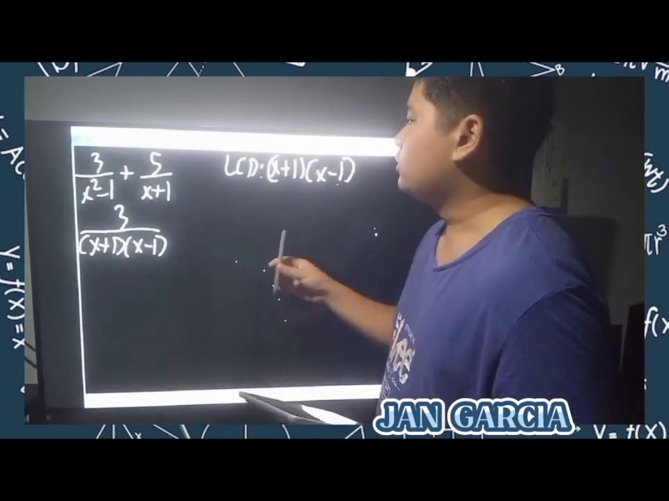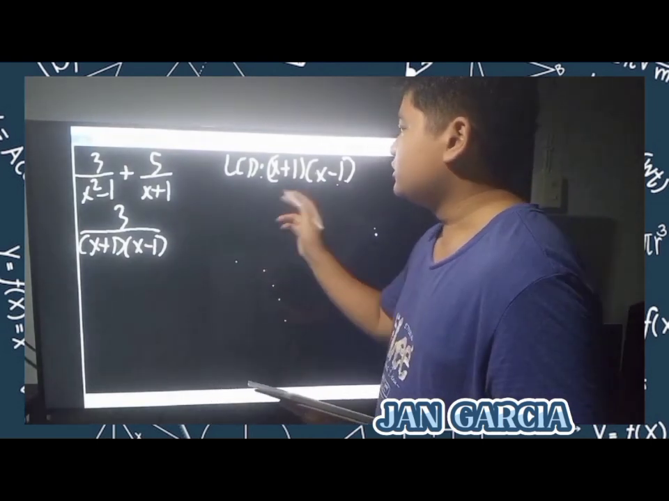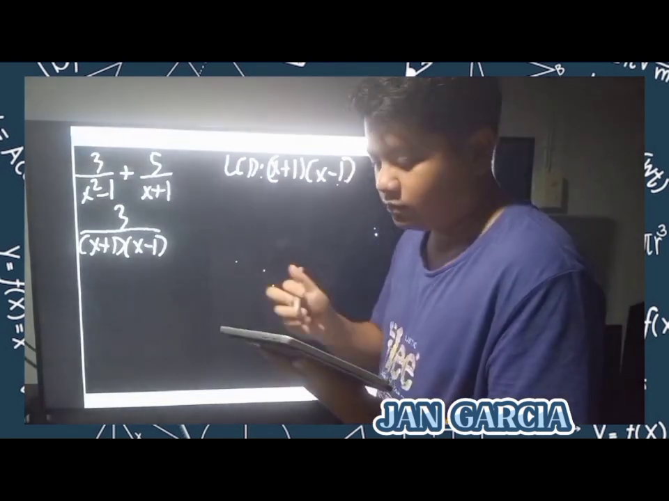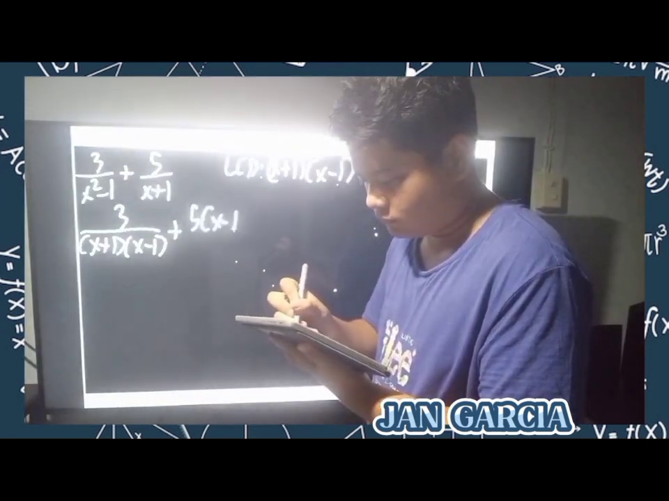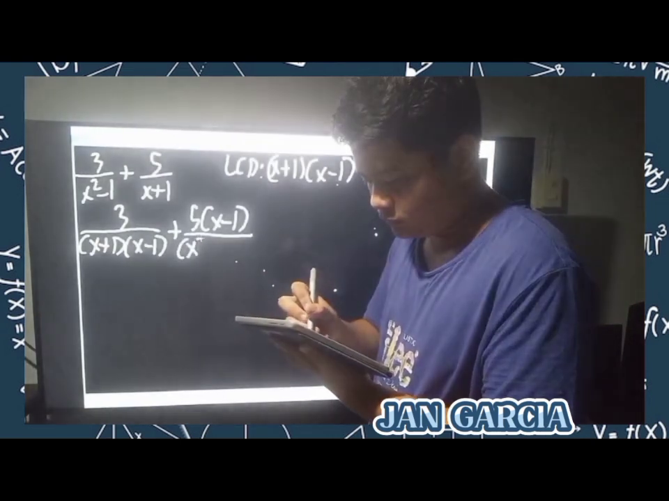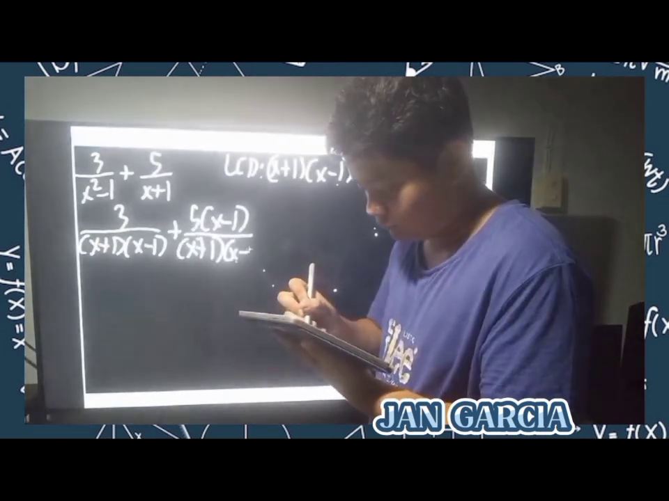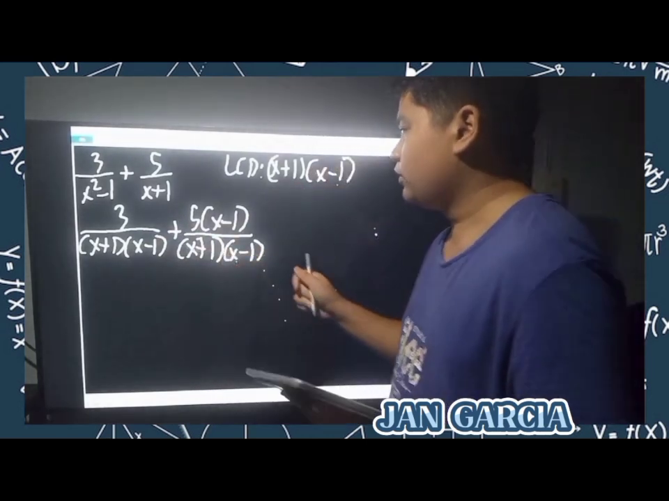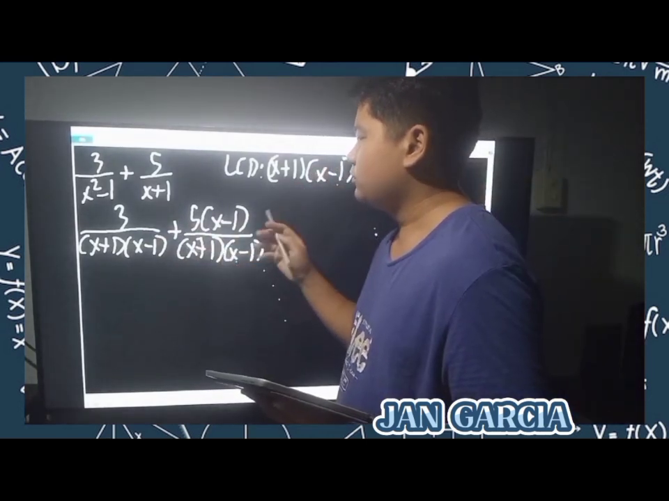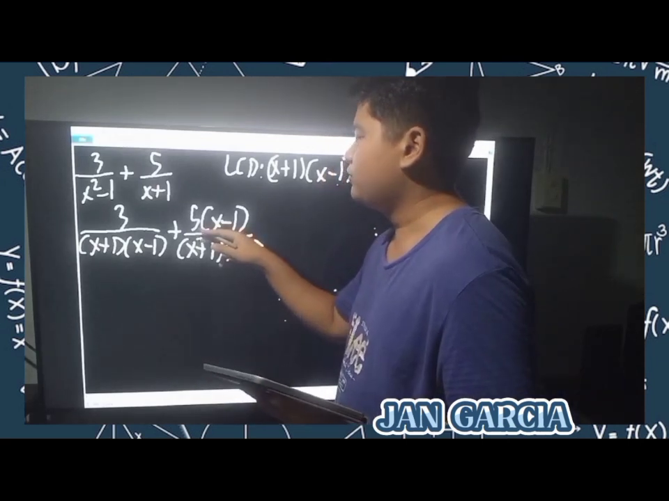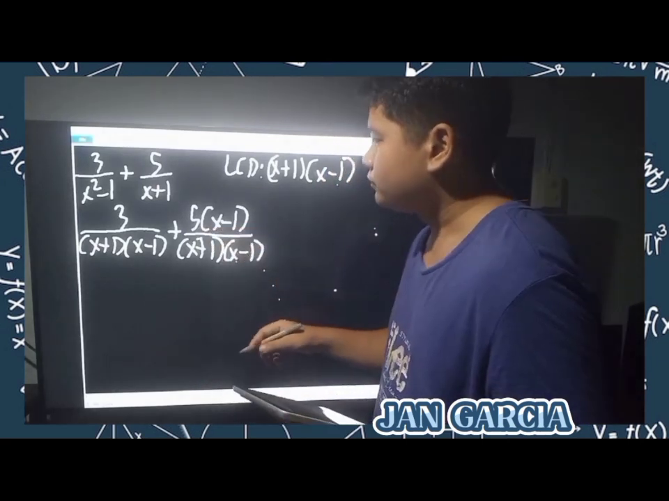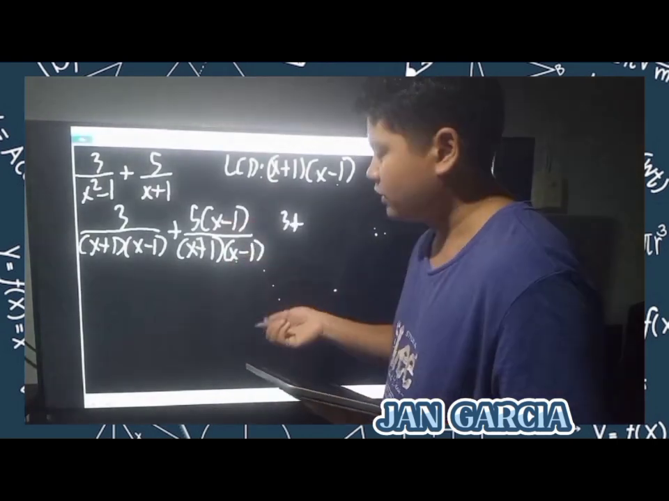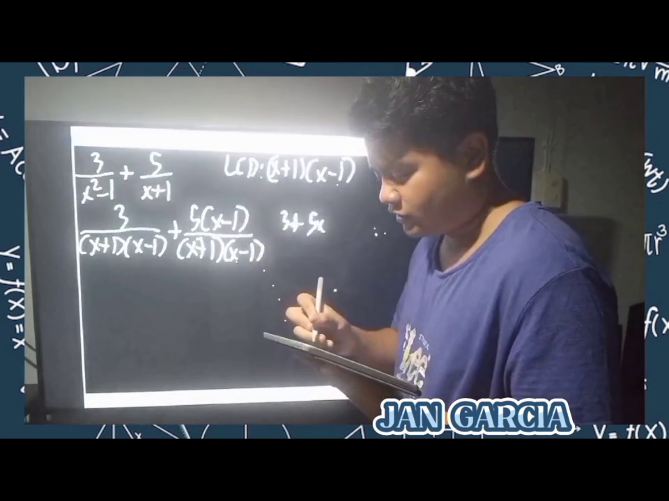the same. Now, in order to have the same denominator, we must multiply x minus 1 with 5 over x plus 1. So it will be... now we have the same LCD, we can add the numerators. But first, we must simplify. We must multiply 5 to x and negative 1. 5 times x is 5x. 5 times negative 1 is negative 5.